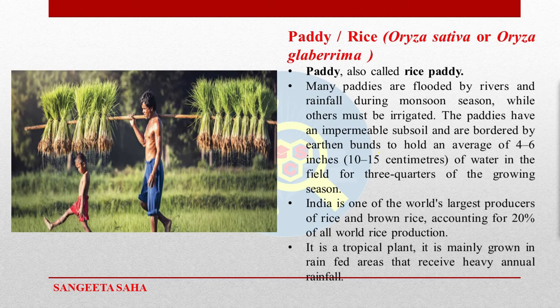The first one which we are going to learn today is paddy or rice. Now paddy is also considered as a rice paddy. Rice is the seed that belongs to the grass species Oryza glaberrima or Oryza sativa. Oryza sativa is the Asian rice and Oryza glaberrima is an African rice. So obviously we consume Oryza sativa.